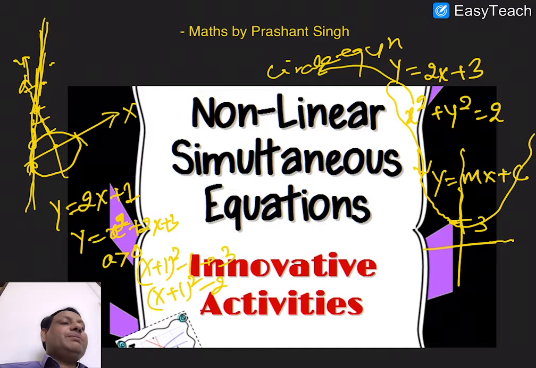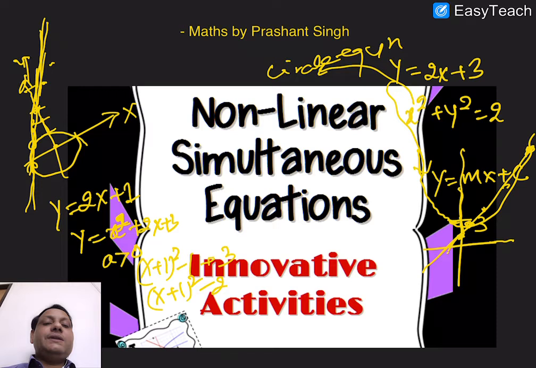This line has a positive slope and cuts at x is equal to 1, and if x is 1 then y is going to be 3 somewhere, then 2, then 5 somewhere. So the line is going to go somewhere here. These are the 2 points where they're going to intersect. So what I'm going to talk about is non-linear simultaneous equations of two variables. Two variables means practically we are going to talk about x and y.